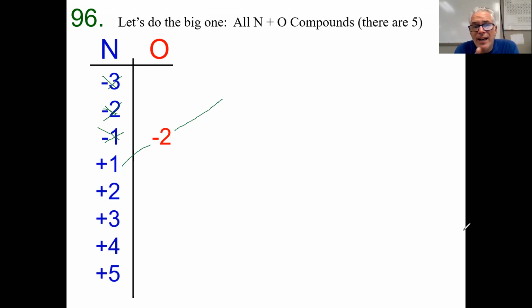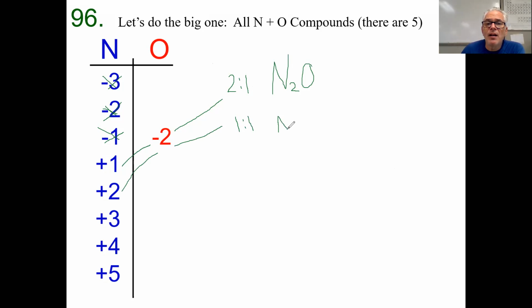When we have a +1 and a -2, in order to balance this to 0, we're going to need 2 +1s. So it's going to be in a 2-to-1 ratio, or it's going to be N2O. That's our first nitrogen-oxygen compound. Okay, now let's look at this next one. What about when it's +2, -2? Well, that's going to balance in a different ratio. That's going to balance in a 1-to-1 ratio, and that formula is going to be NO. So that's our second nitrogen-oxygen compound.